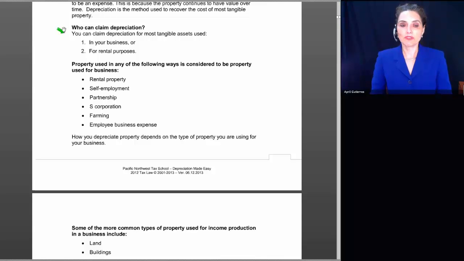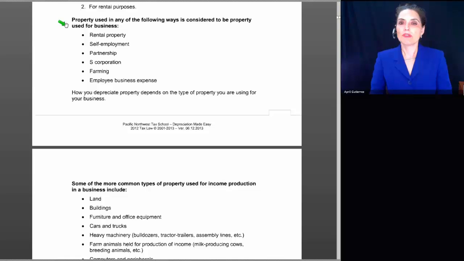And who can claim depreciation? Well, you can claim depreciation for most tangible assets used in your business or for rental purposes. Property used in any of the following ways is considered to be property used for business: rental property, self-employment, partnership, S corporation, farming, and employee business expense.